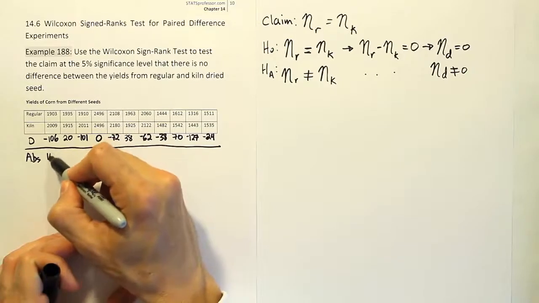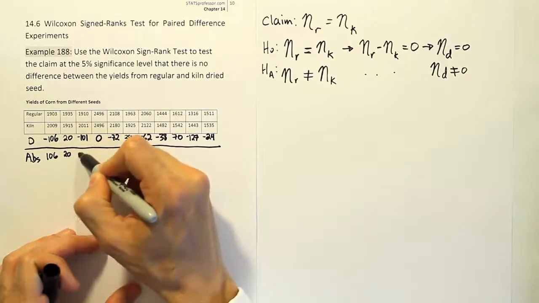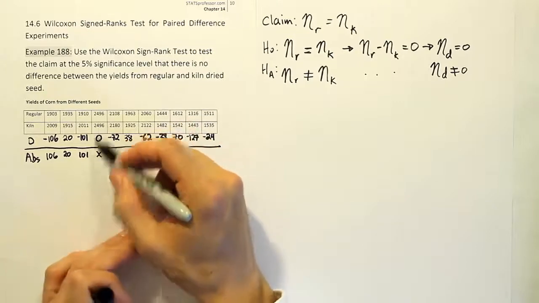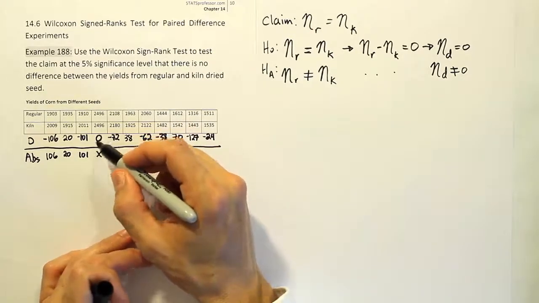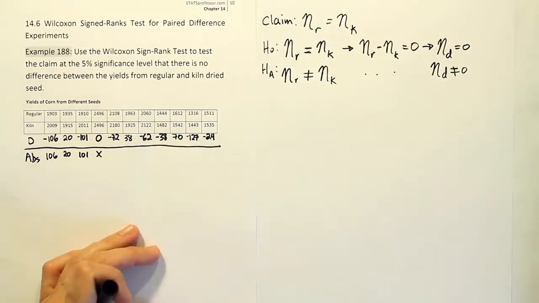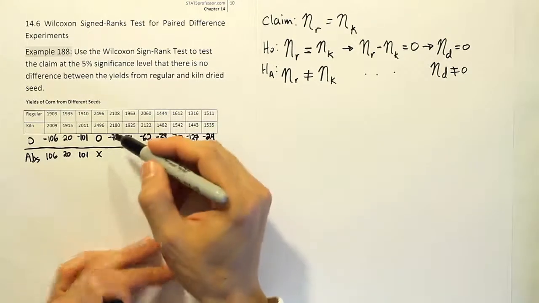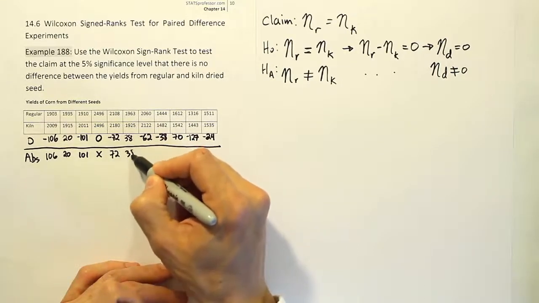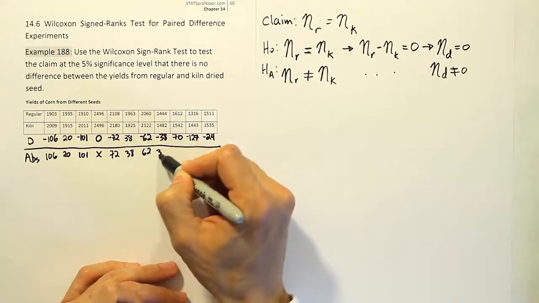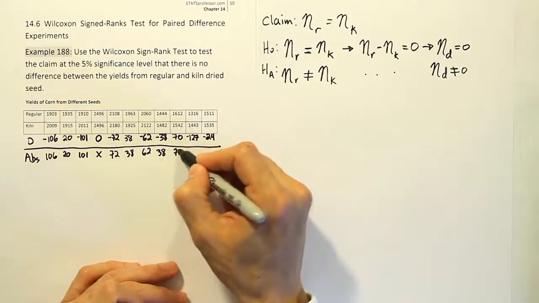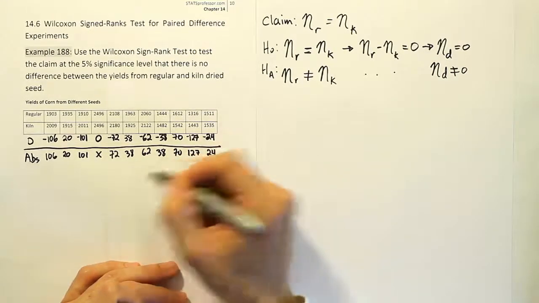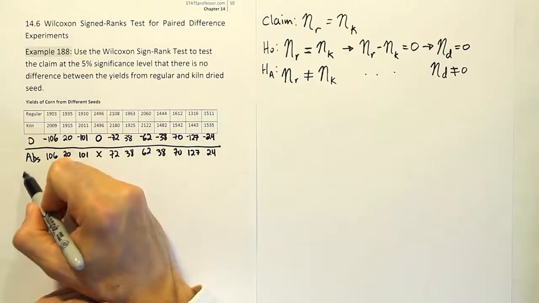So that would be 106, right? 2101. I'm going to cross this out. I'm going to put an X there because we do not want to use 0, right? 0 is not going to be part of our look here. We're going to ignore any difference that's 0. Then I'm going to look at this value here, call it 72, then 38, then 62, then 38, then 70, then 127, then 24. Now that I have those, I want to rank those differences.